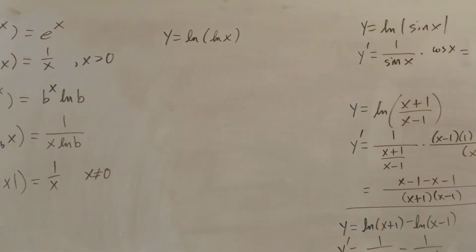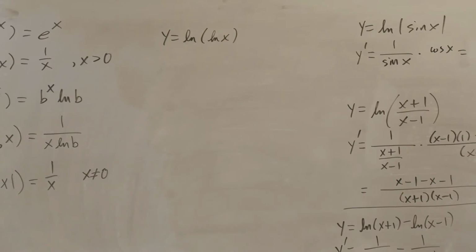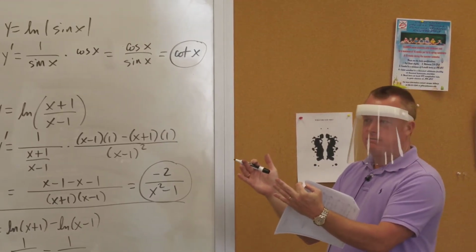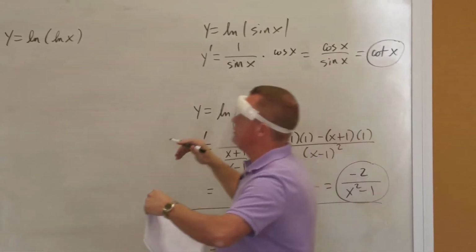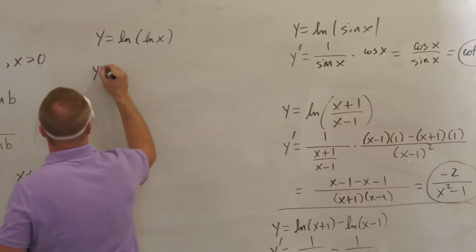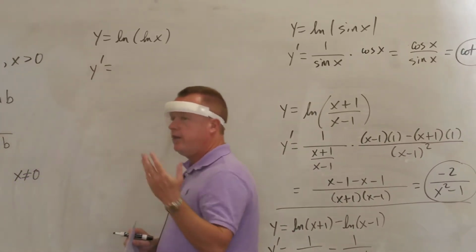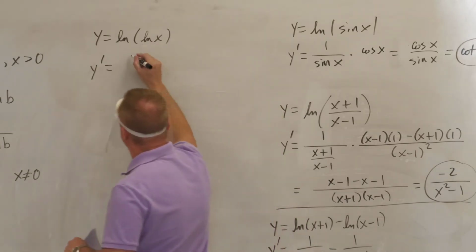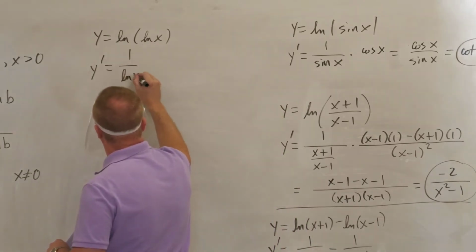So, got your chain rule. Your outside function, of course, is that main ln, right? Inside function is ln of x. So do the outside one first. So the derivative of the ln is just 1 over x. So in this case, it would be 1 over this, 1 over the ln of x.